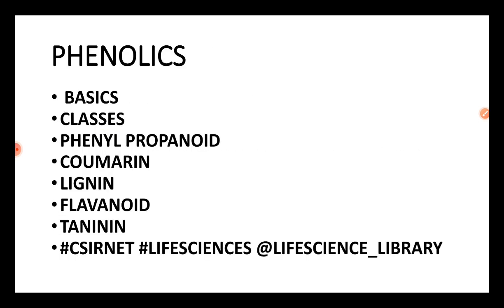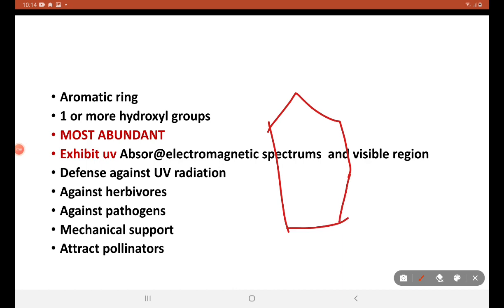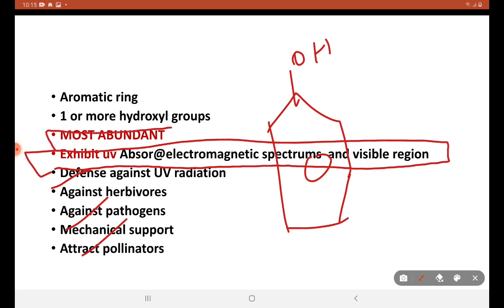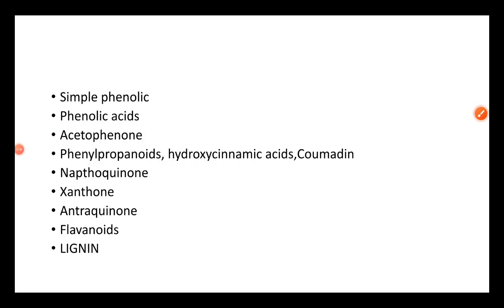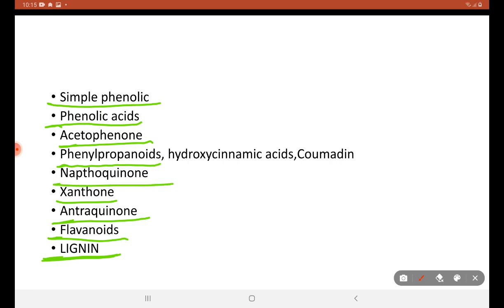Okay, so far we have seen complete details about phenolics that are most required for the CSIR NET Life Sciences exam. Now we will sum up the basic structure of phenol and its uses. Most important, they exhibit UV and visible region absorption, and they are most abundant. It's a previous year question. Next, simple phenolic 6 carbon, phenolic acid 7 carbon, acetophenone 8 carbon, phenylpropanoid 9 carbon, lignin 18 carbon, flavonoid 15 carbon, anthraquinone 14 carbon, xanthoquinone 13 carbon and naphthoquinone 10 carbon. This can come as a pointer.